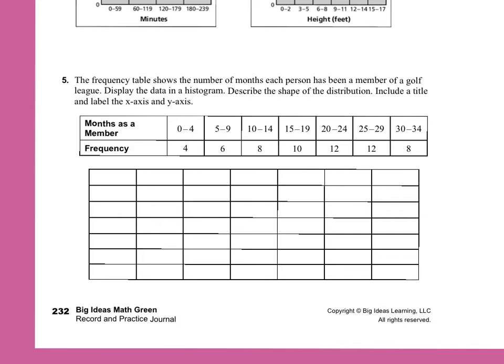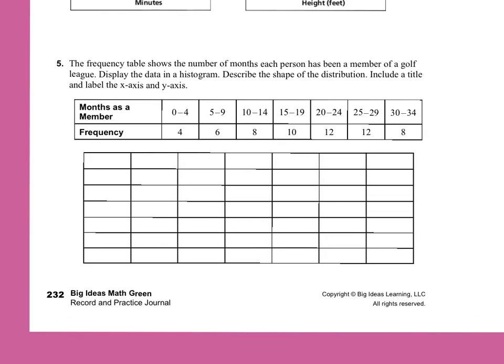So the way that I'm looking at this, I want to call my frequency down here. So I'm going to go frequency. And then I'm going to label these. Actually, you know what? No, I'm not. I want to do it opposite of that. Sorry. I want to call this months as a member. So months. And then over here, I want the frequency. So I'm going to go frequency.